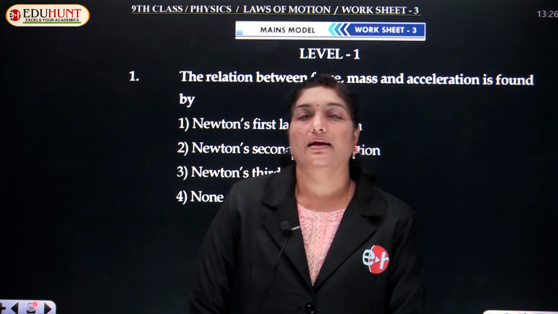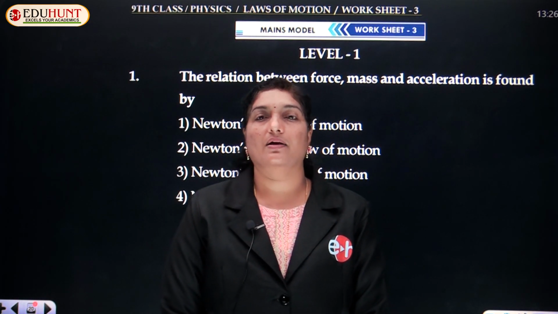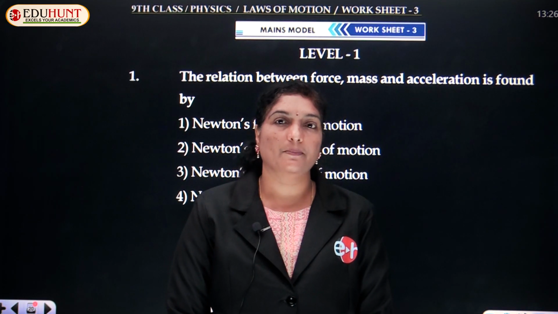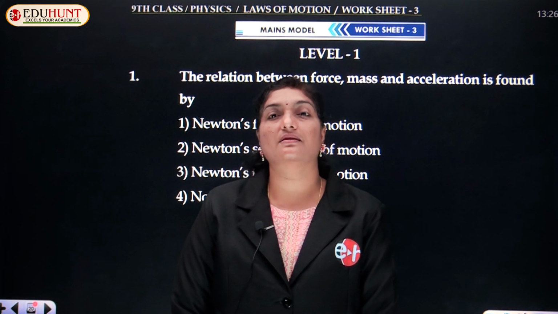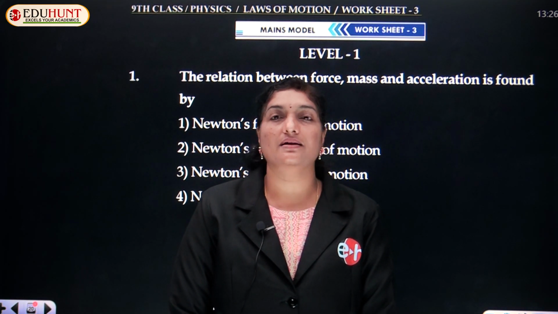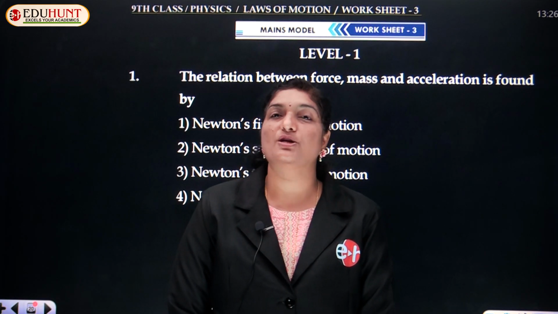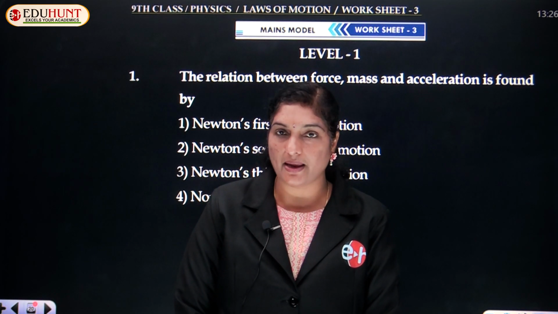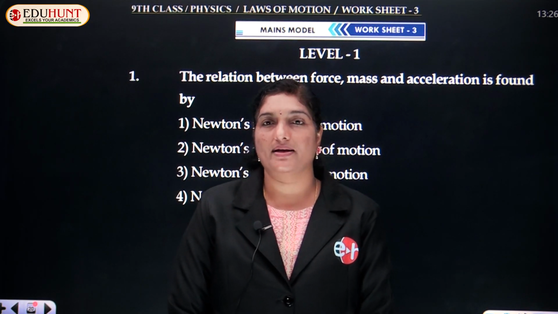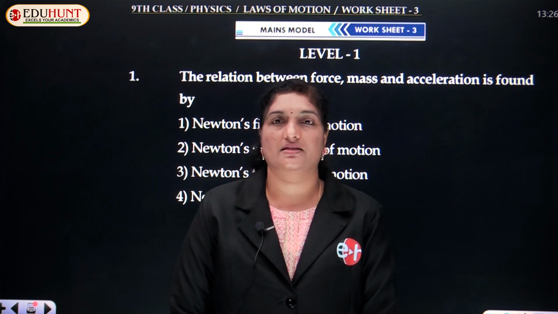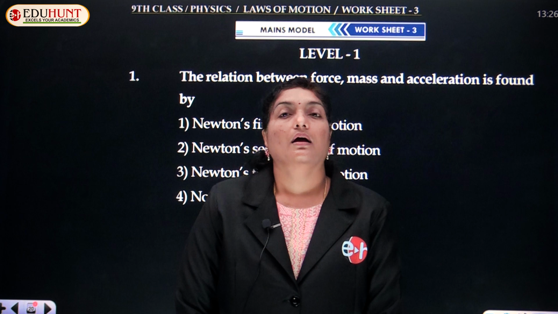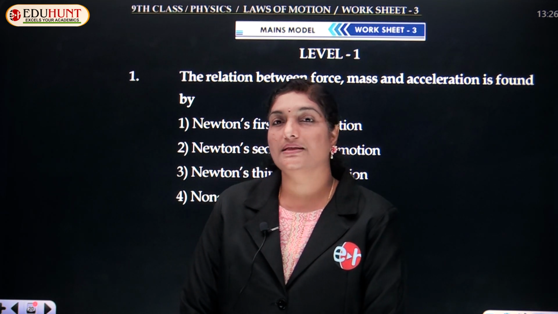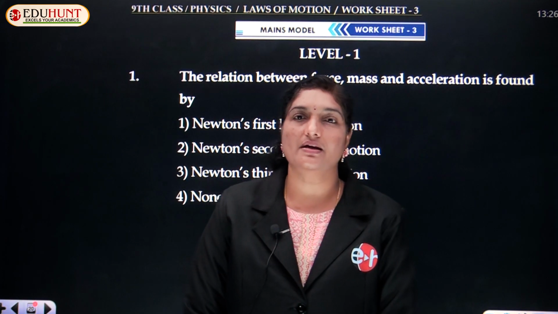So children, in laws of motion we have come across 3 laws of motion. Newton's first law of motion, which introduces the force. Newton's second law of motion, which gives the relation between force, mass and acceleration as F equals ma, or the rate of change of momentum is defined as the net external force applied. And Newton's third law: for every action there is an equal and opposite reaction which acts on 2 different bodies.